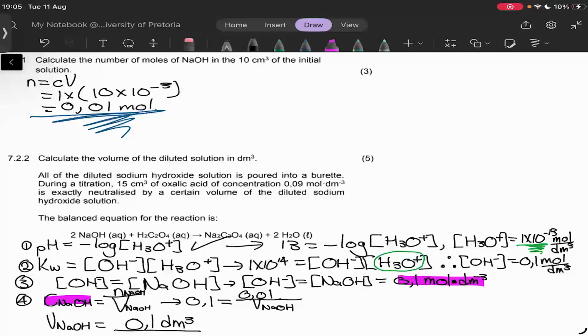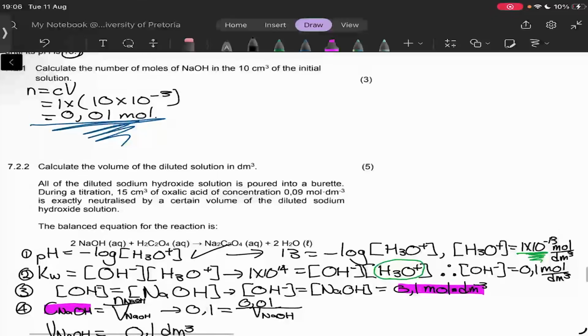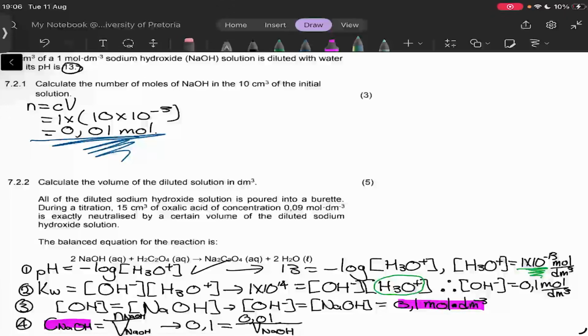How are we so far? Are we following along? The 13 is the pH. Remember, they told us that the pH is 13. I'm just answering one of the questions that popped into chat. This 13 given here as the pH is what we use over there.